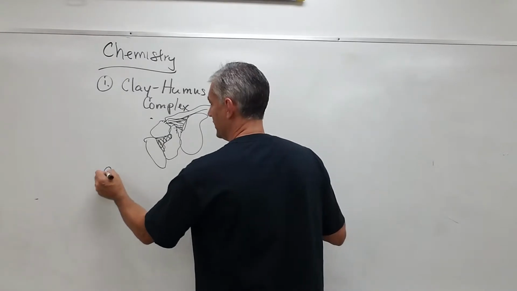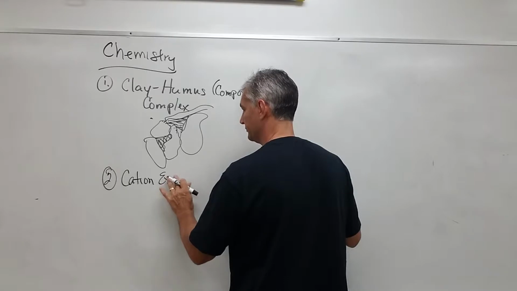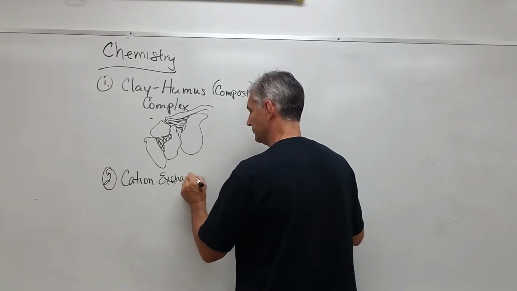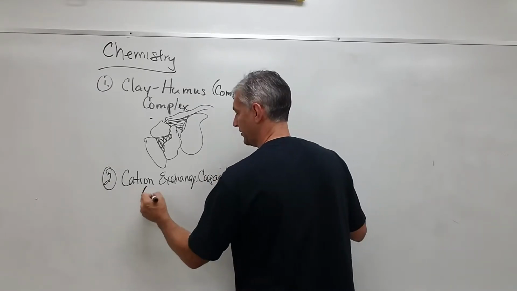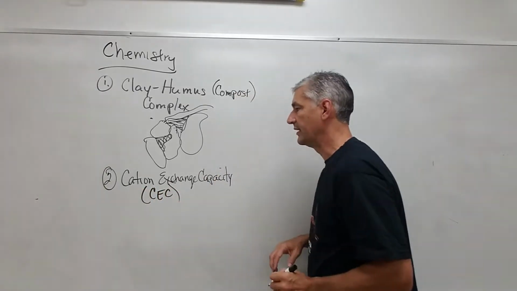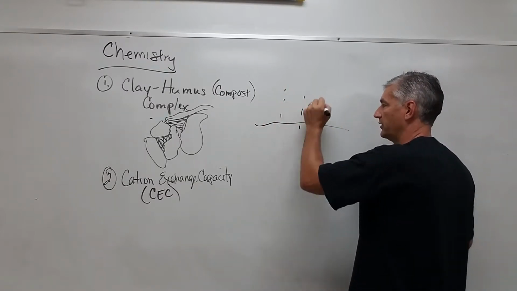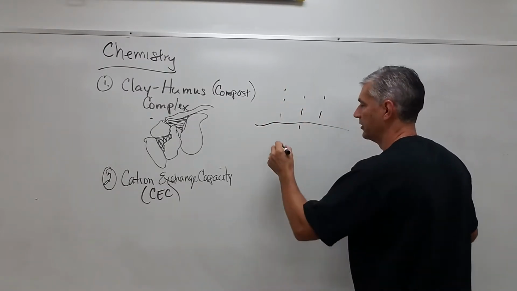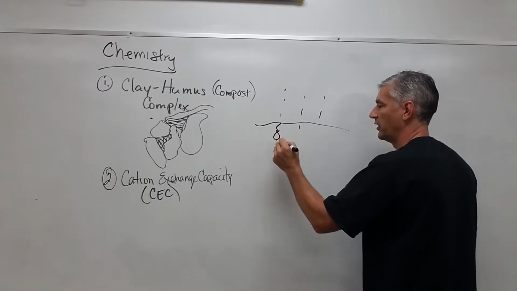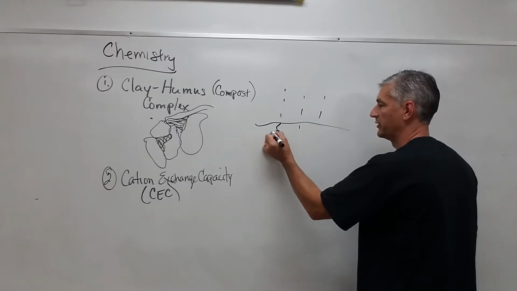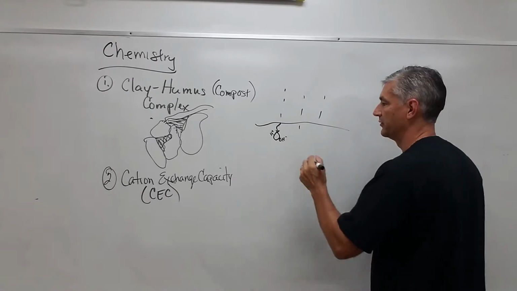The second one is known as the cation exchange capacity. This is otherwise known as the CEC. The CEC is basically this. So water is going to come down from the sky as rain or snow or ice or whatever. It's going to hit the soil, it's going to infiltrate. Water is going to be bipolar. Remember, there's hydrogens in here and there's hydroxyls in here. So there's positives and there's negatives.